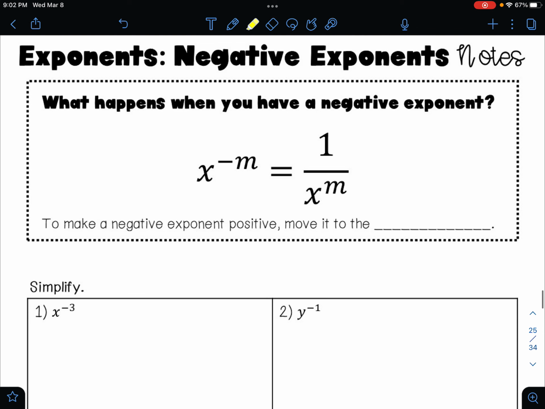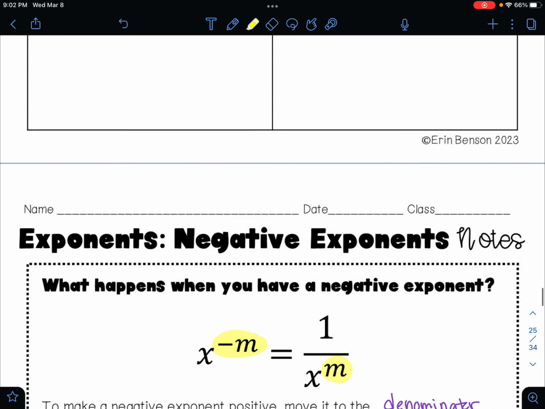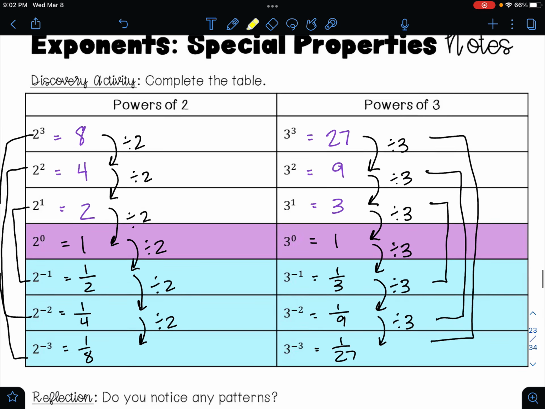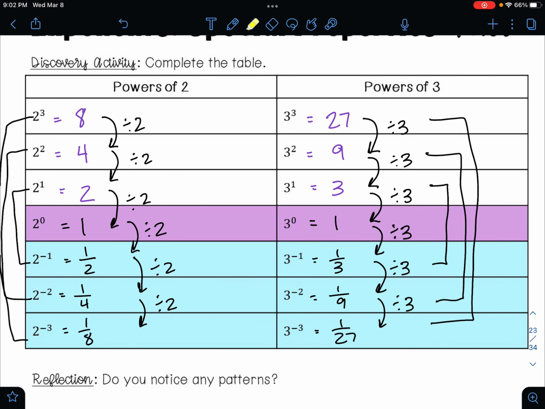For negative exponents, what happens when you have a negative exponent? Well, to make a negative exponent positive, you move it to the denominator. And so here I have this exponent of negative m. That negative m becomes a positive m when you move it down into the denominator. If we look back at the activity that we just did, for these values here that were negatives, this is like I had 1 over 2 to the first. We made this negative exponent positive. 2 to the first is just 2.